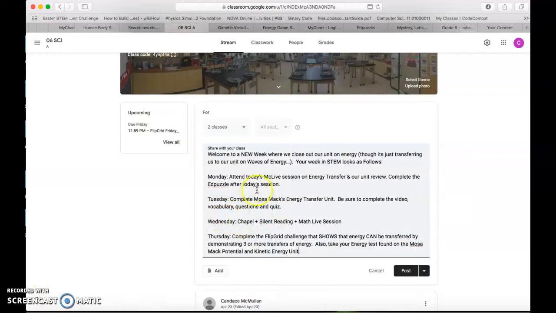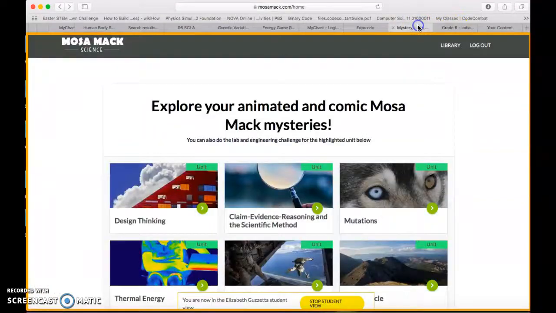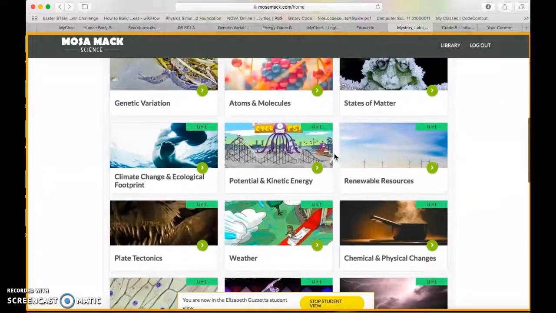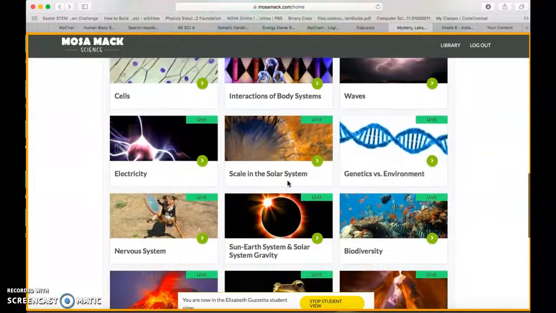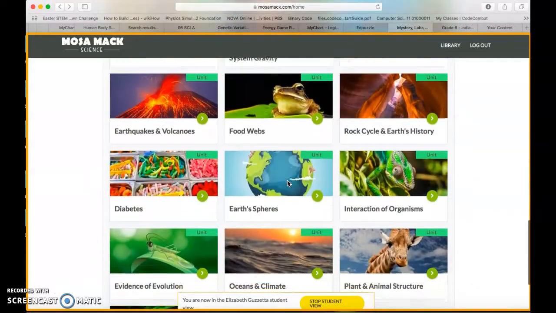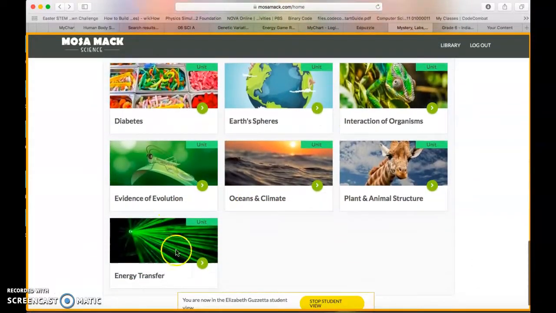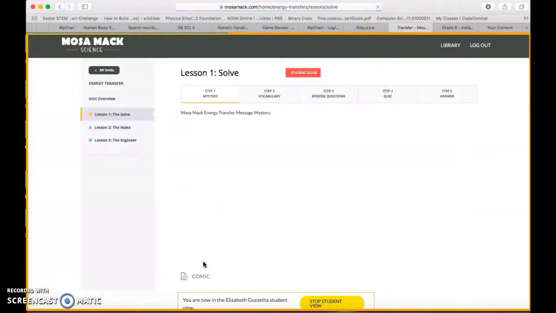On Tuesday of this week, you're going to enter Mosa Mack and do the energy transfer unit. You've already done potential and kinetic energy. Now today you're going to do the energy transfer unit. You're going to want to scroll through until you find it, energy transfer. On mine, it's at the bottom.